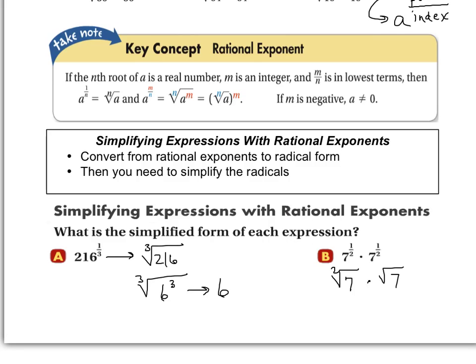So, the square root of 7 times the square root of 7 is the square root of 49, which simplifies to 7. Okay? So, being able to convert from rational exponent to radical to simplify. Okay?